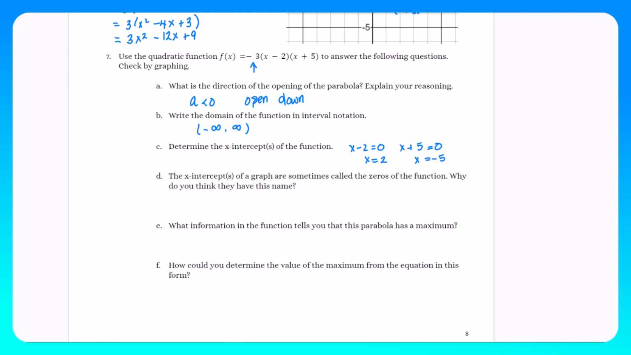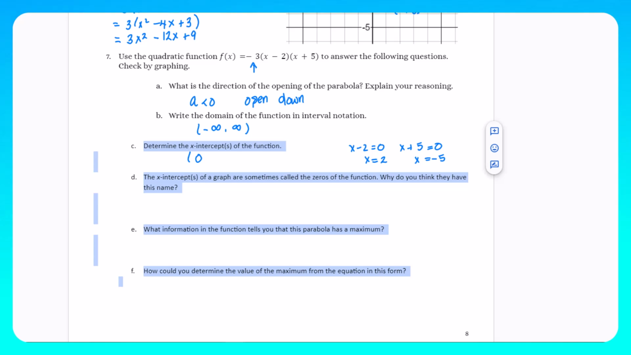And to write those as intercepts, it has to be an ordered pair. So that's going to be 0. My bad. Let's try that one more time. It's not going to be 0. It's going to be 2 and 0 because the y value has to be 0 for x-intercepts. And it has to be -5 and 0 right there.